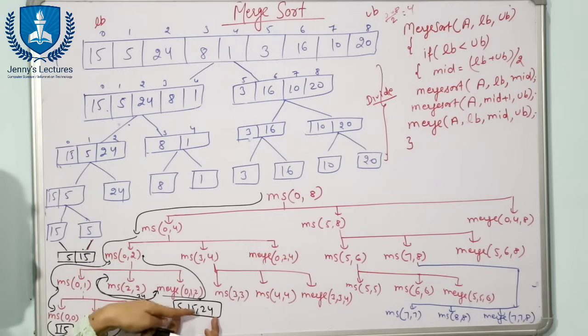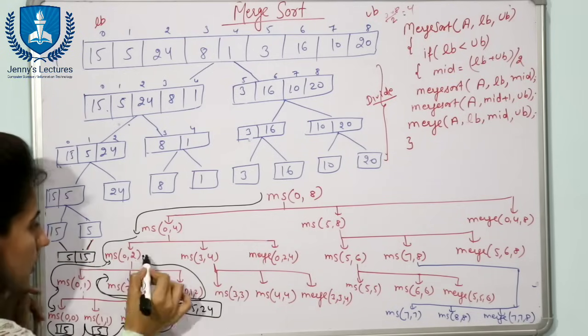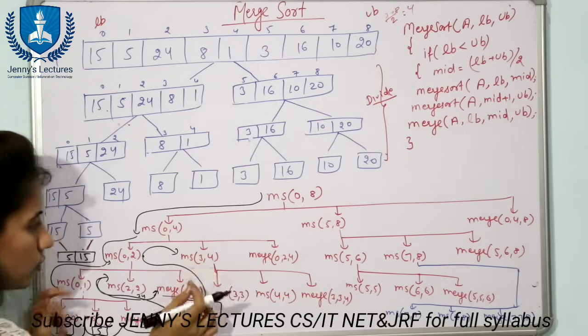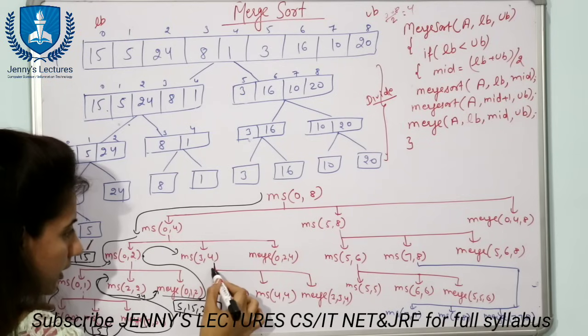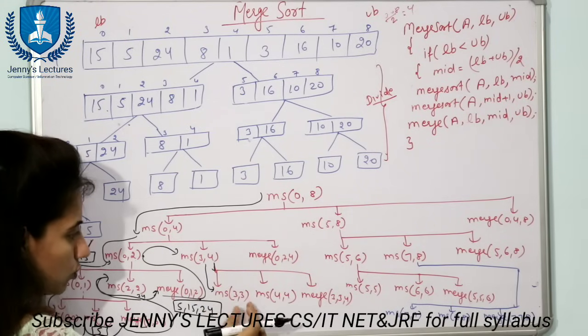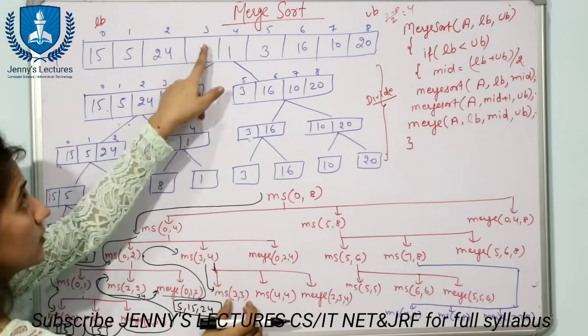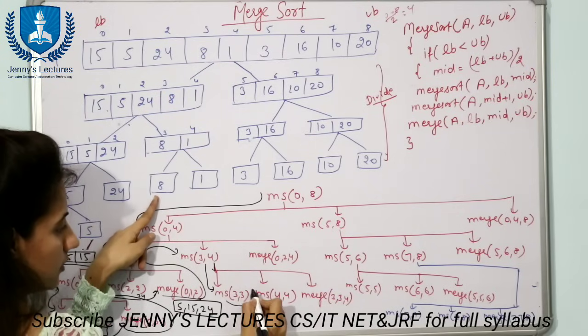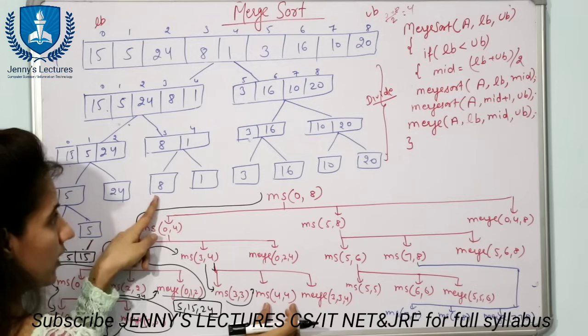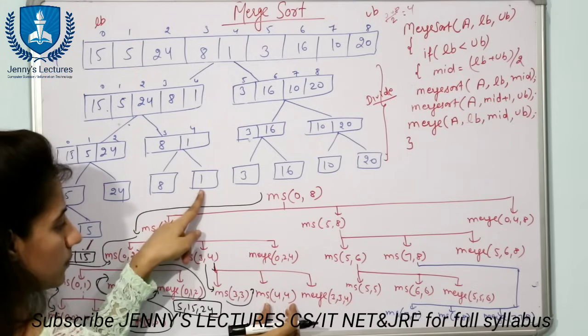5, 15 and 24. The merging has been done. Now control would go to here only. Merge sort 3 to 4. Now again recursive call. So control would go to 3 to 3. One element is there, 3, 3, that is 8. We are having 8. Now control would go to here 4 and 4. One element is there, that is 1 only.